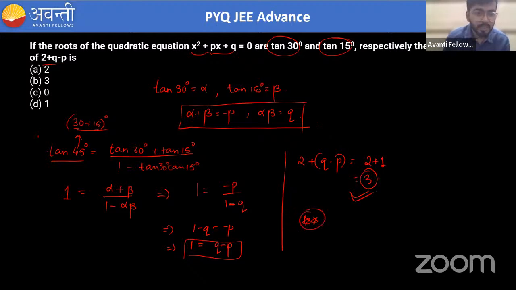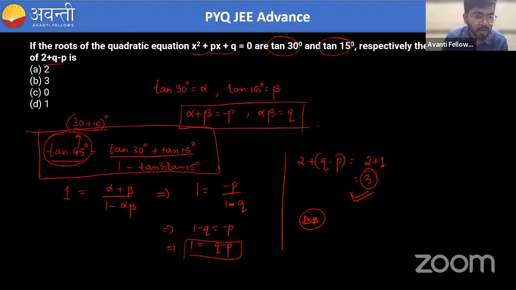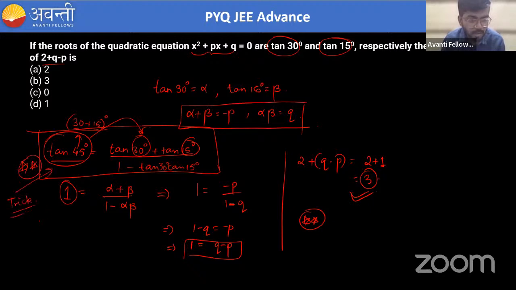And please remember that this trick can be used somewhere else also in our subject. Since the value of tan 45 is 1, most of the times they give us some other angles and we have to split them in such a way that the sum will be 45 and we have to apply the formula of tan. Okay, so this is the trick here. If you knew this, this would have been easier. Let us move on to another question.